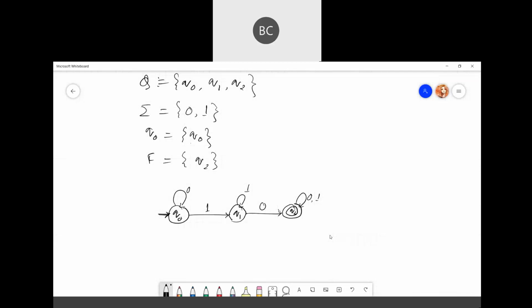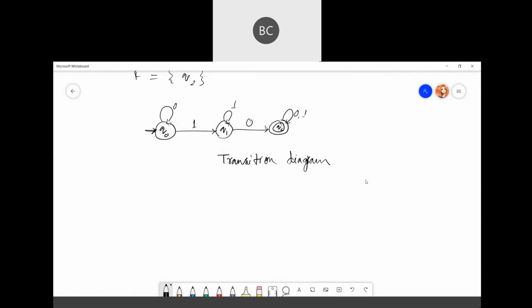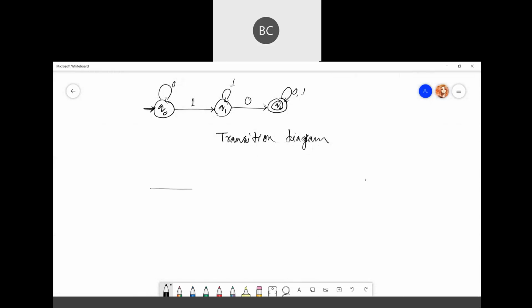This is your transition diagram. This is a normal example I'm showing you. Now I'll also show how to generate the transition table. So what is a transition table? It's nothing but a tabular form. Then the present states will be given. So how many states are there? 3. Here you will write present state.